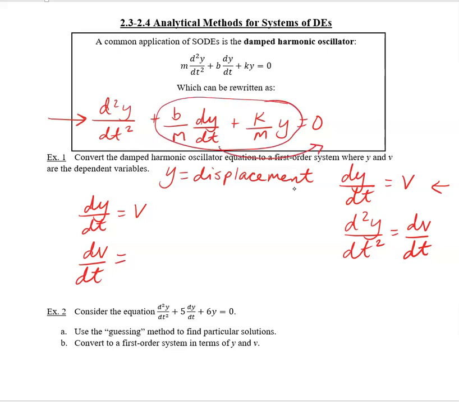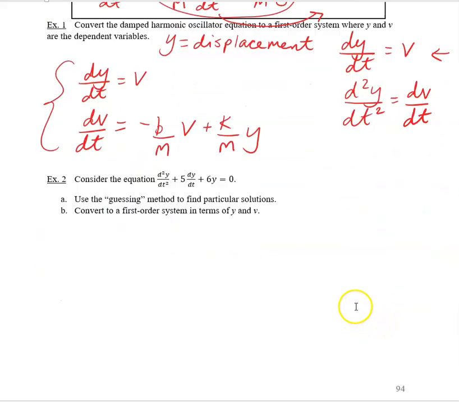In other words, move all of this to the other side, and we get negative b over m dy dt, but I'm going to write that as v, remember, because that's what it was equal to, plus k over m times y. So what I've got now is a system of equations in first order. Both of those are first order differential equations in terms of y and v as my variables. And again, we'll see that sometimes it's easier to work with the systems when they're written as first order rather than second order, and that's the purpose of this. We'll do a little practice with this in class. Let's look at the next example.